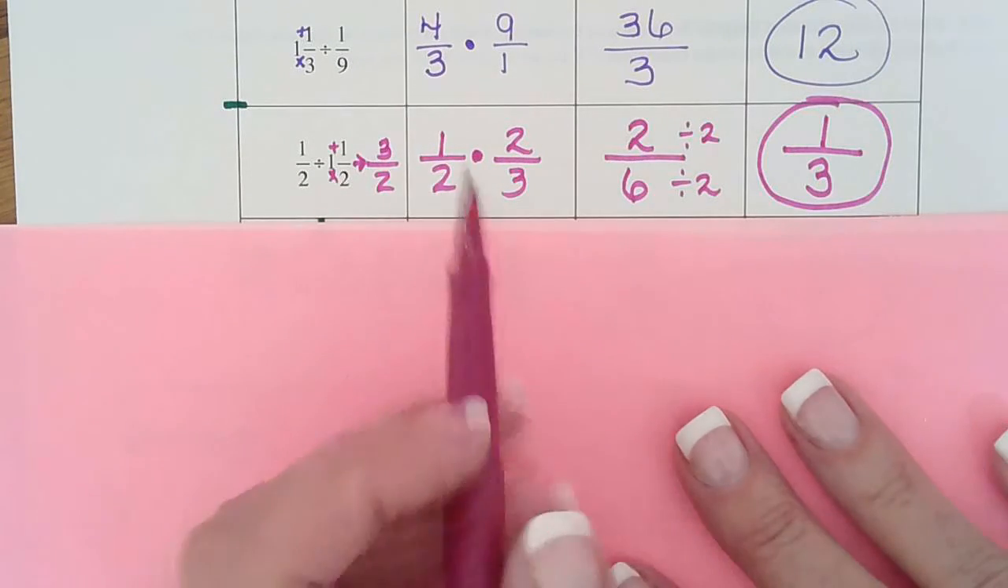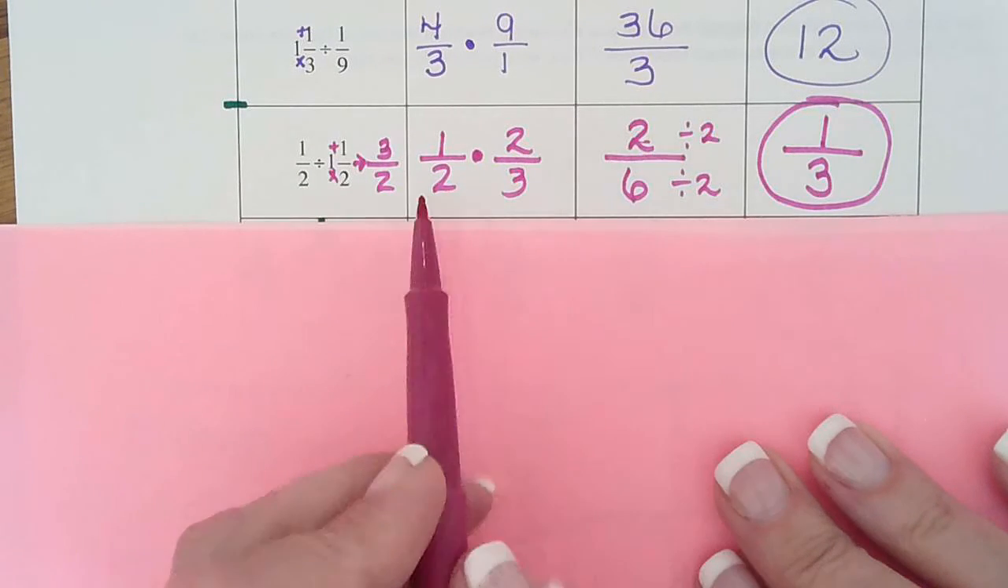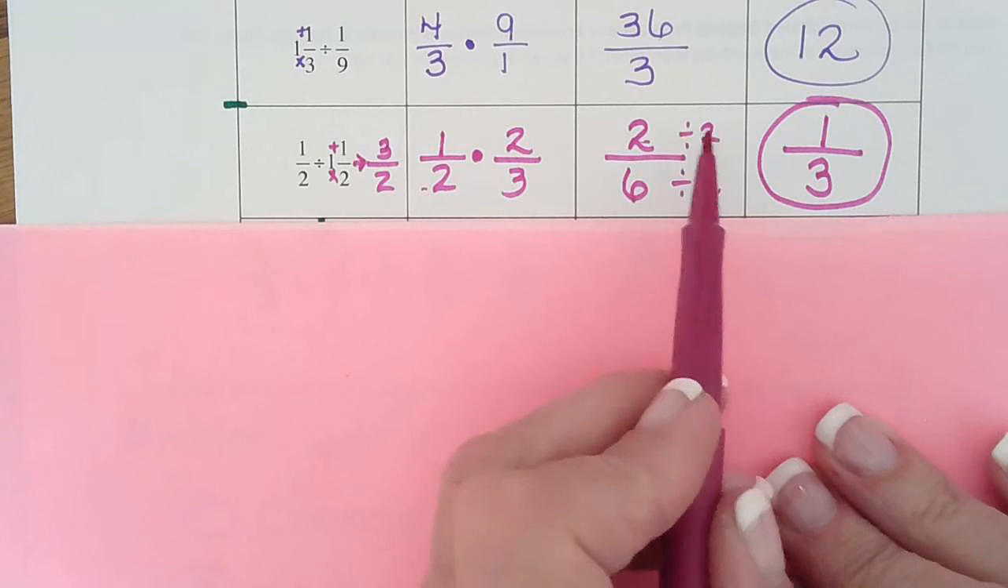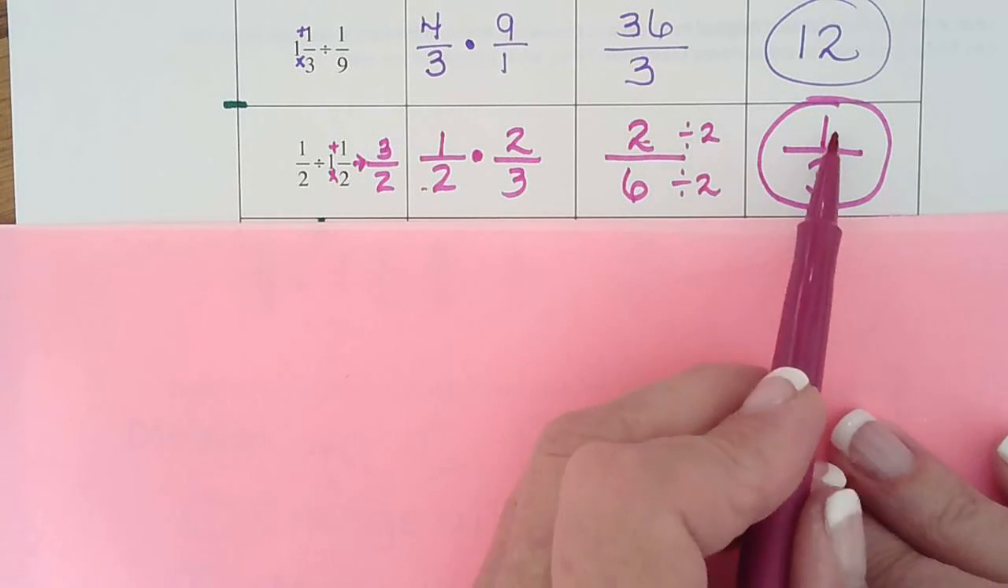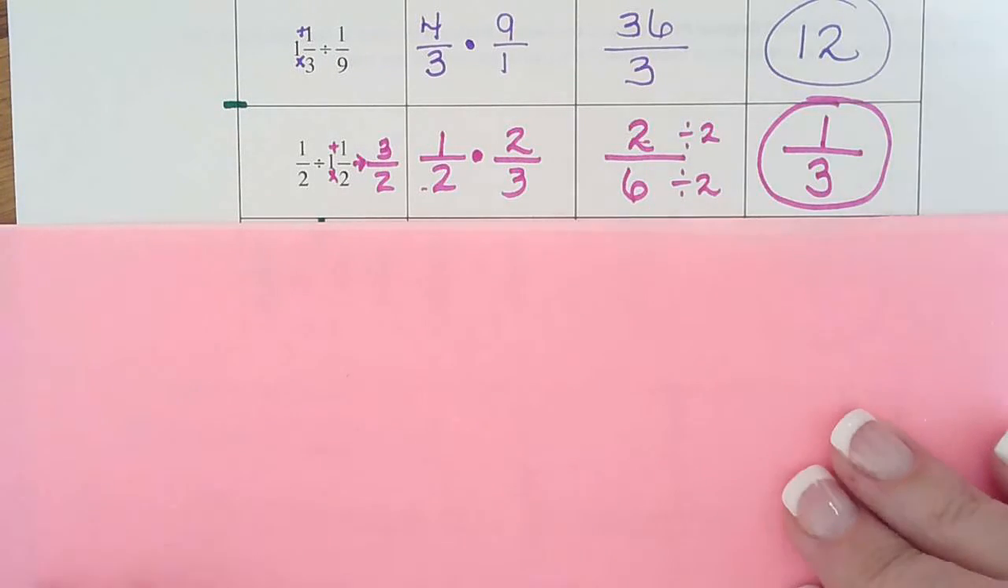Then flip it, and you get 2 over 6. Both are divisible by 2. 2 divided by 2, 1. 6 divided by 2 is 3.